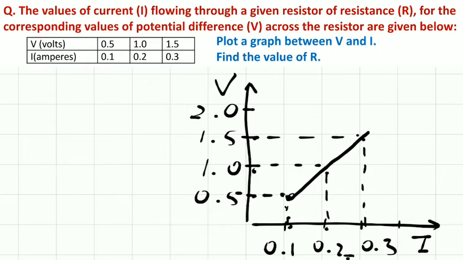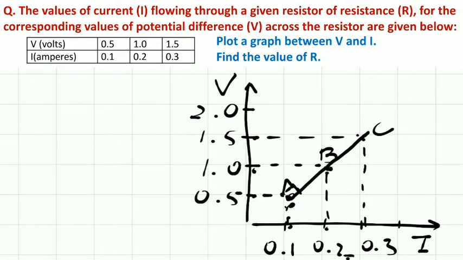Now we need to find the value of R. So how to find the value of R? Let's see. Take any 2 points. Okay, we have to name them like A, B, and C. So we have named these points as A, B, and C. Now take any 2 points, like we are taking A and B.